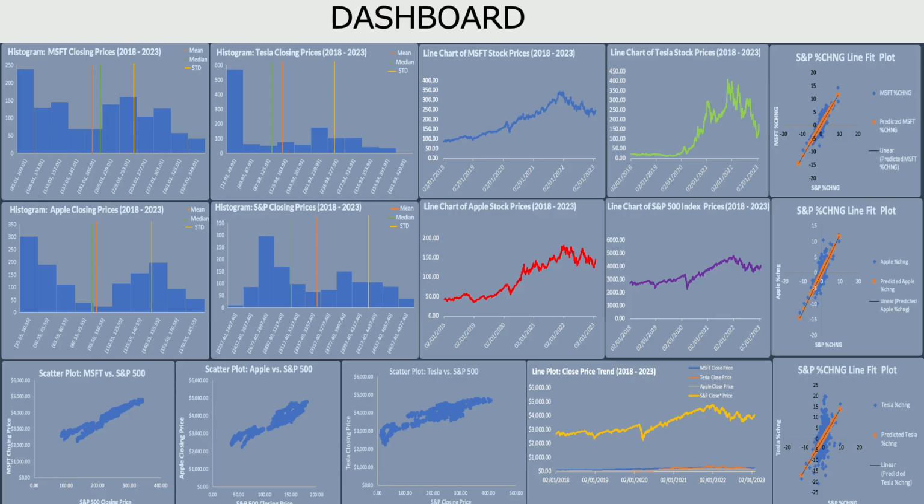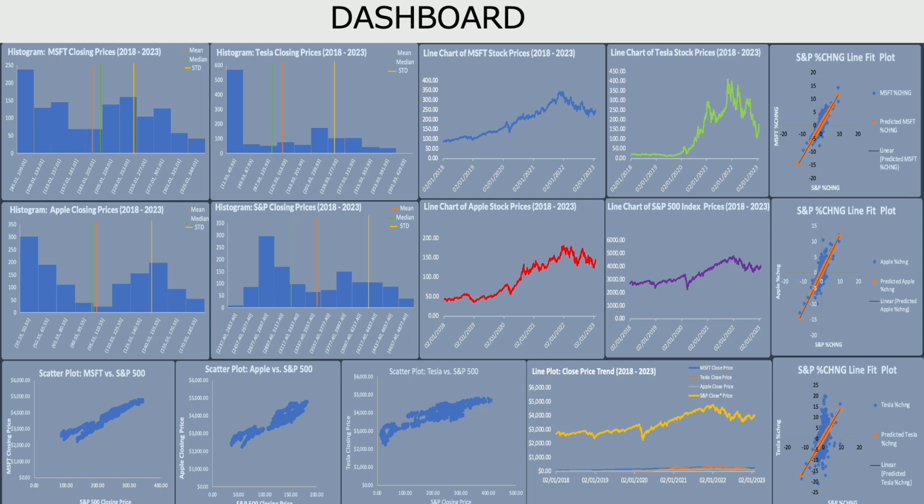Here, I've got a beautiful line chart visualizing the trend for all the stock and S&P 500. Microsoft has shown a generally upward trend, peaking around 2019 and 2022. Tesla has experienced significant volatility with noticeable spikes in price. It had a dramatic increase in price around late 2020 and early 2021.